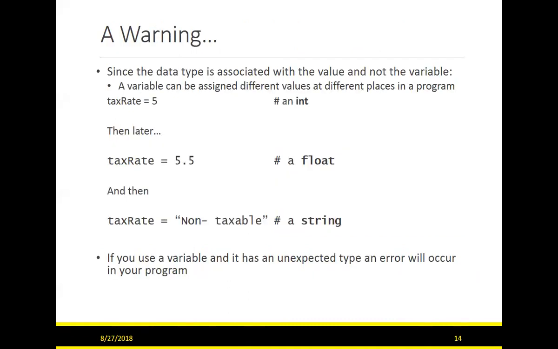Since data types are associated with the value and not the variable, a variable can be assigned different values. So here it can have an integer. Then later we can make it a float. Then later we can make it a string. Very few languages allow this. Python is one of the only ones that do, and it drives me crazy. Obviously, you've programmed before, and I like to really know what the type of a variable is, and in Python, it's whatever you feel like using it as.